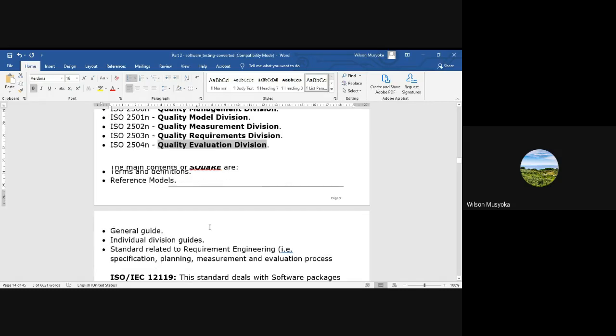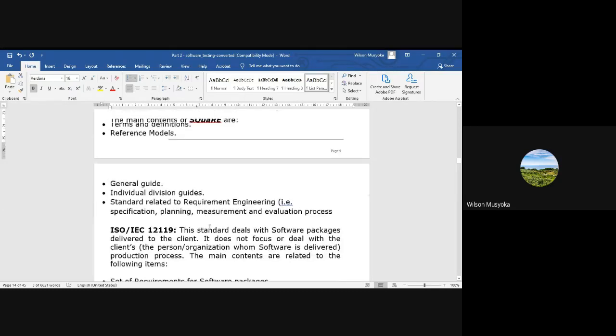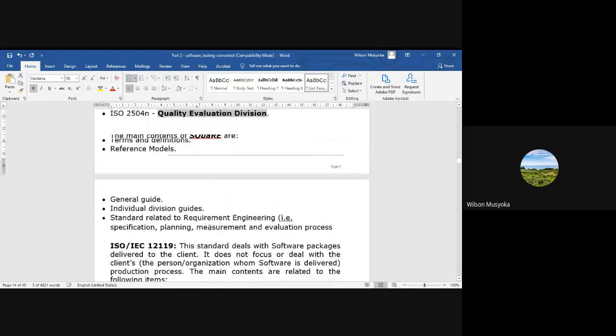So, how do we go about them? They are just general guides, and they are supposed to ensure that the specification, the planning, and measurement, as well as evaluation process goes up to the standards. And when we are talking about standards, it is what the user expects.